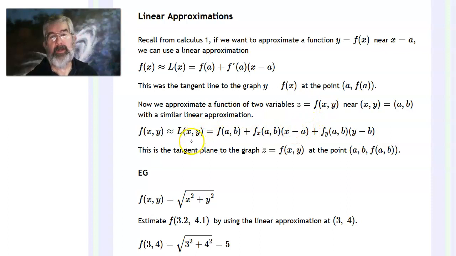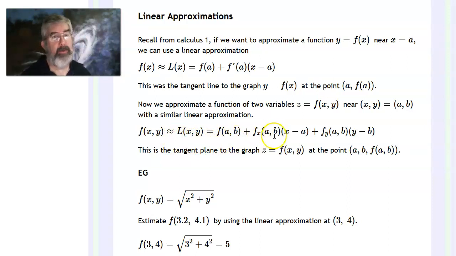Right? So what I do here is L of x y is f of a b plus the partial of f with respect to x at a b times x minus a plus the partial of f with respect to y at a b times y minus b. Notice that if I plug in a b, this turns into a 0, the b here turns that into a 0, and I just get f of a b. So sure enough, L of a b equals f of a b.